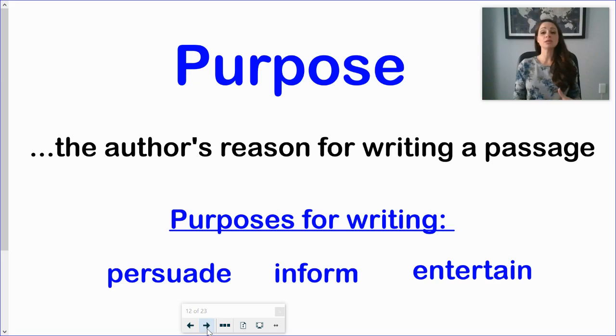Last purpose would be to entertain, to give us something to read for enjoyment. The book I am currently reading for enjoyment is called Knockout by K.A. Holt. Definitely recommend this book. It is the second book in a series. The first book is called House Arrest. Definitely recommend House Arrest if you are looking for a new independent book. So again, the 3 purposes are persuade, inform, entertain. PIE, P-I-E.